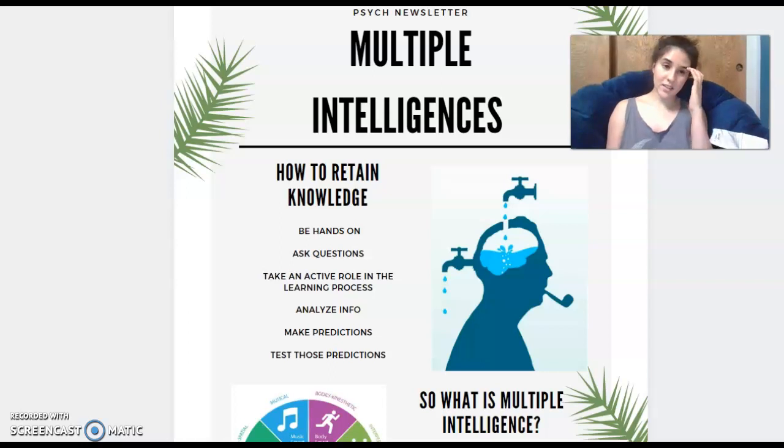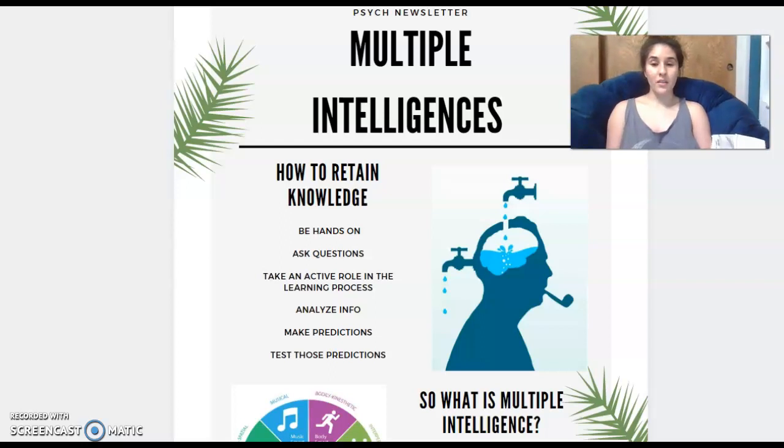Multiple intelligences is a psychological learning theory that states that people's brains operate in different ways. There are a couple ways that people can take initiative in retaining their knowledge, and that's by being hands-on, by asking questions, by taking an active role in the learning process, by analyzing information, making predictions, and testing those predictions.